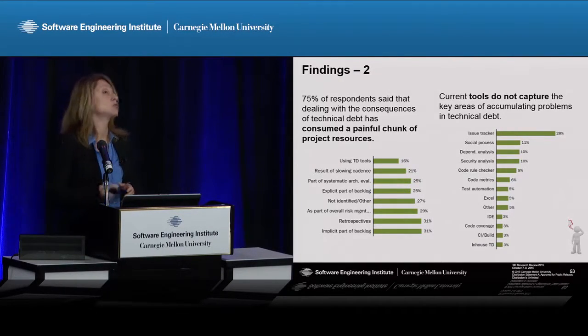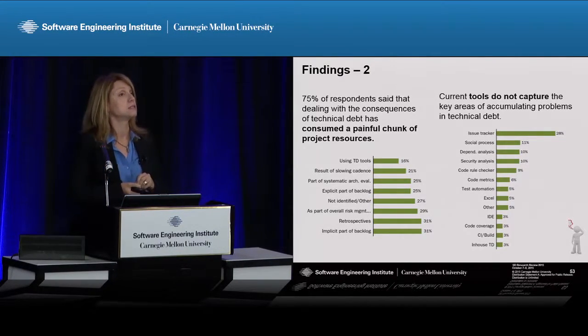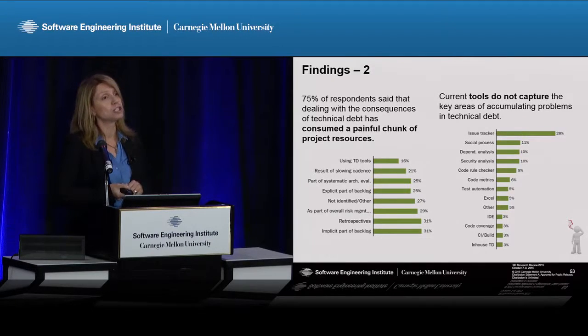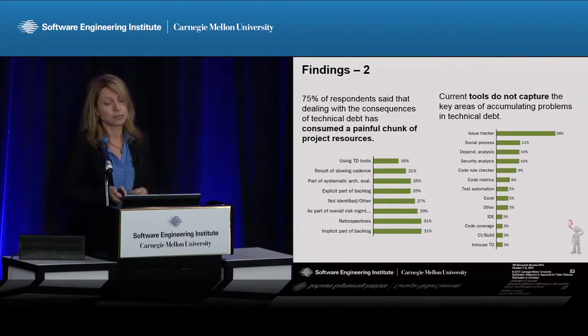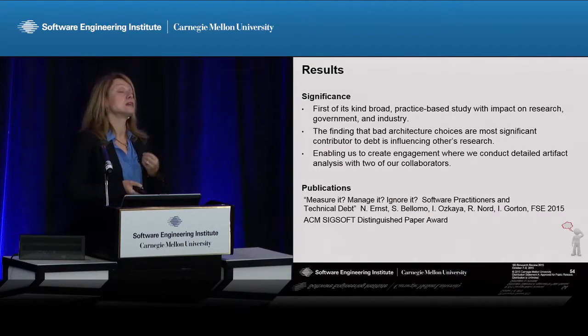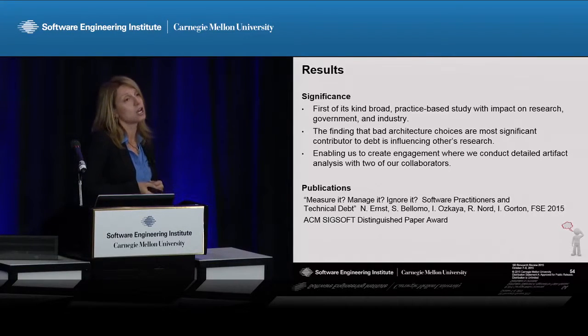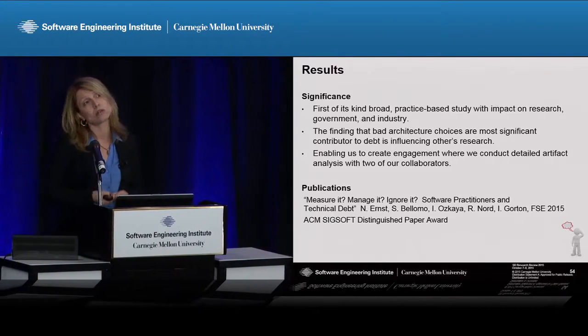And the most interesting one to us is that tools do not capture it, tools are not helping. The number 1 tool that developers said they were using was issue trackers, but even that was typically not a very good practice. So the significance, although this research has been around for 5 years, is that this is the first of its kind, this evidence that's brought to the table.